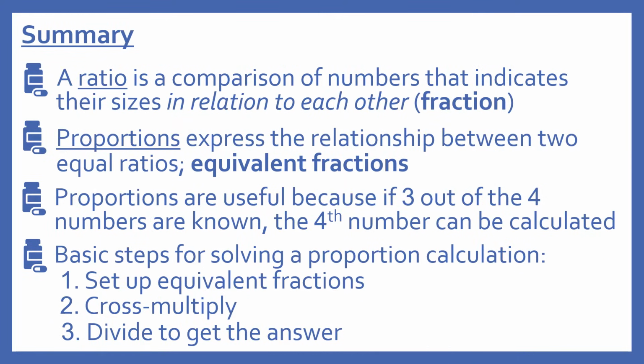So just a summary here to review. A ratio is a comparison of numbers that indicates their sizes in relation to each other. You can think of this usually in pharmacy as a fraction. Proportions express the relationship between 2 equal ratios. So you can think of proportions as just equivalent fractions. Proportions are useful because if 3 out of the 4 numbers are known, the 4th number can be calculated. And the basic steps for solving a proportion calculation: number 1, we're going to set up equivalent fractions. 2, cross multiply. And 3, divide to get our answer.